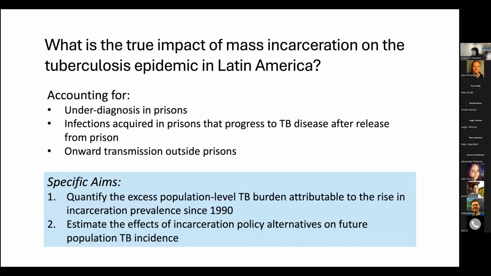And we had two specific aims that we set out to answer or examine. The first was to quantify the excess population level TB burden that can be attributed specifically to the rise in incarceration prevalence since 1990. And then the second aim was to look forward and estimate the effects of incarceration policy alternatives on population TB incidence in the future.